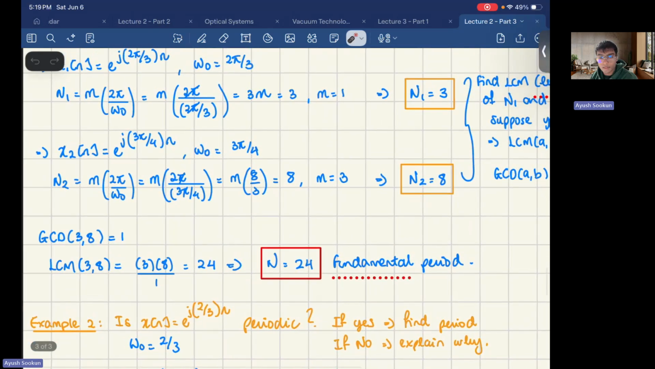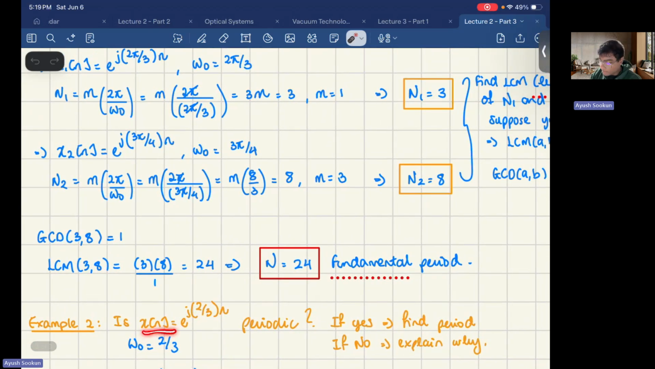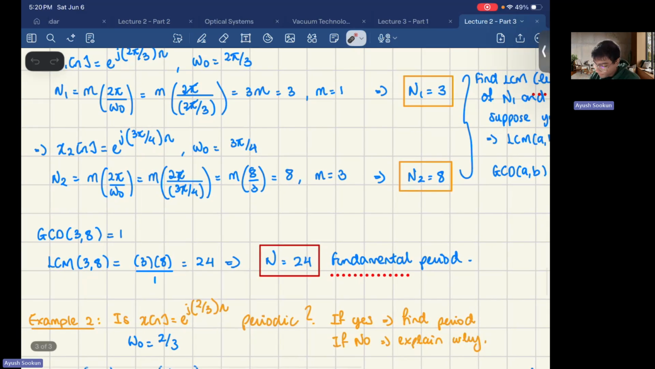Okay. Now, is x of n equal to e to the j 2 over 3 n periodic? I want you to pause this video again and ponder about it. A little bit of a hint is I explained the theory a little bit earlier, and I made you pause again. So now is your chance to apply it. Okay. If you paid attention, then this is not periodic. Why? Because there should be a pi here that makes it periodic.